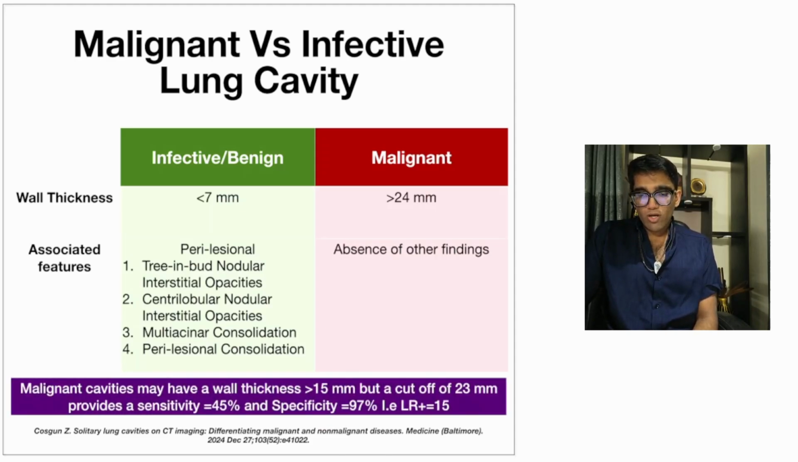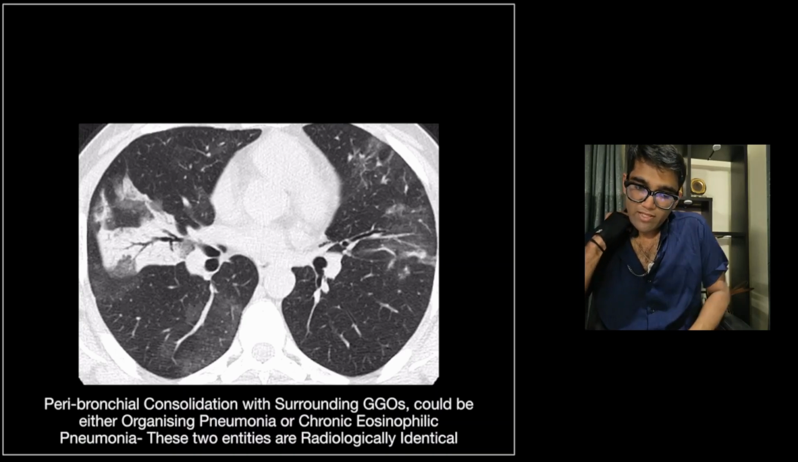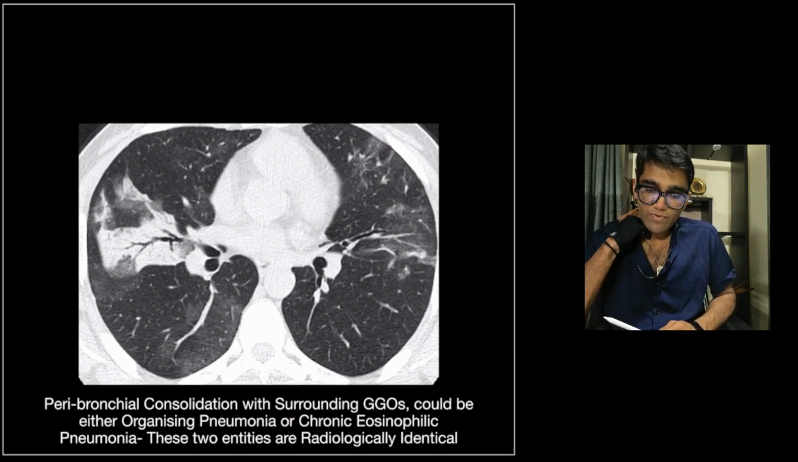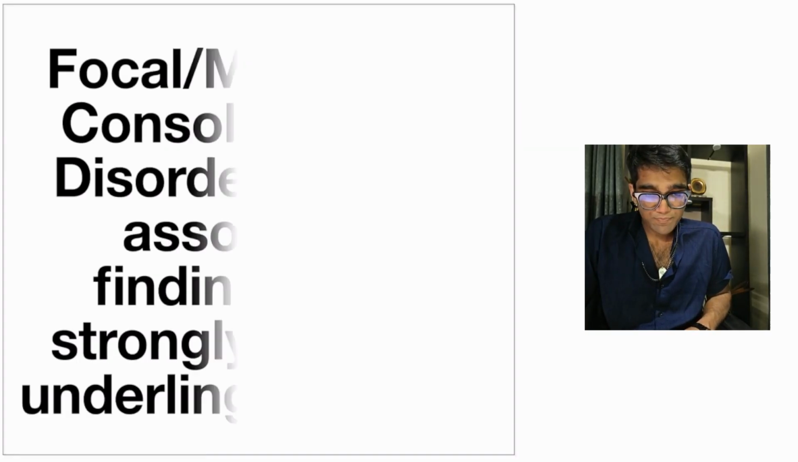A lower cutoff of 15 millimeters can also be used, but using a cutoff of 23 millimeters or more of wall thickness provides a sensitivity of around 45% and a specificity of 97% with an LR positivity of almost 15 times. Peribronchial consolidation with surrounding GGO could either be organizing pneumonia or chronic eosinophilic pneumonia, and as I've discussed multiple times before, these entities are essentially radiologically identical.